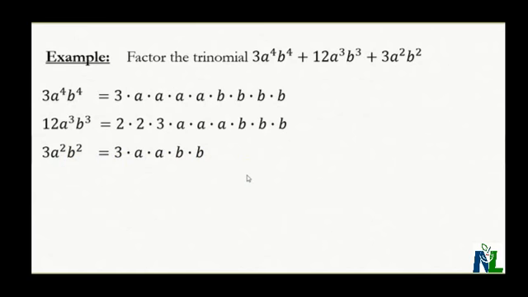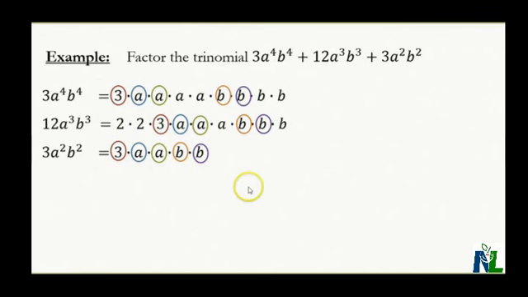Then circle the factors that they have in common. Remember, all three terms have to have the common factor. So each of the three terms have a 3 and an a in common, another a, a b, and another b. So the greatest common factor is the product of the common terms. 3 multiplied by a multiplied by a multiplied by b multiplied by b gives you a greatest common factor of 3a squared b squared.